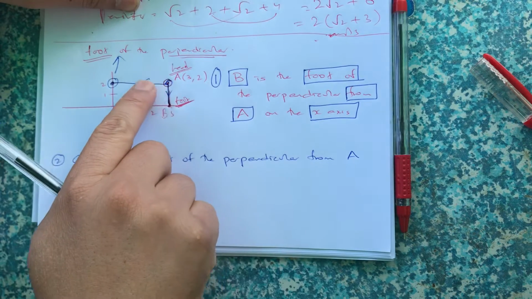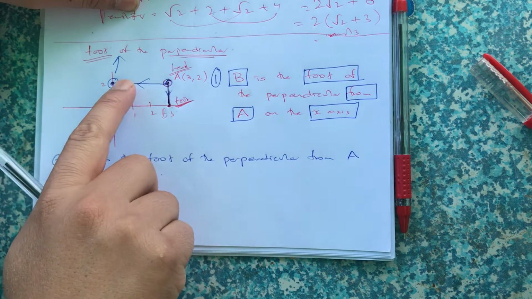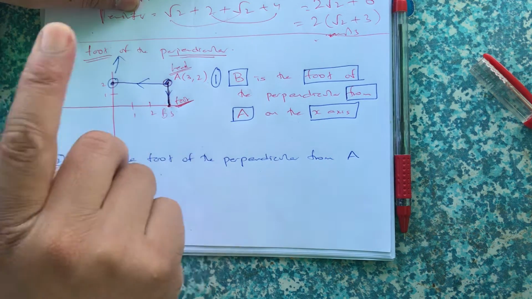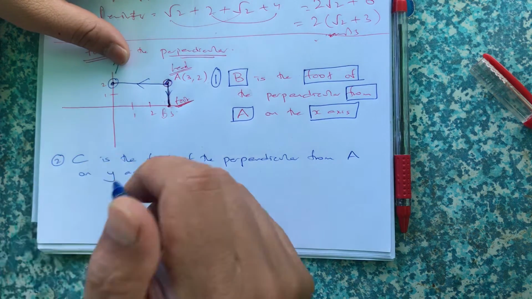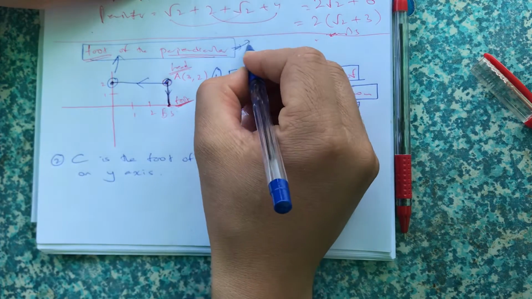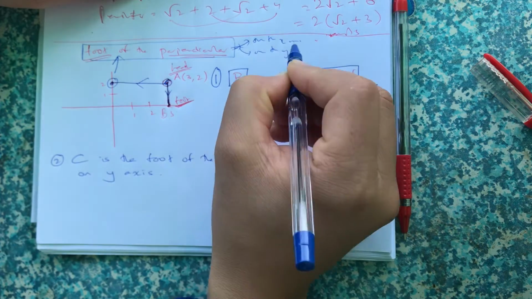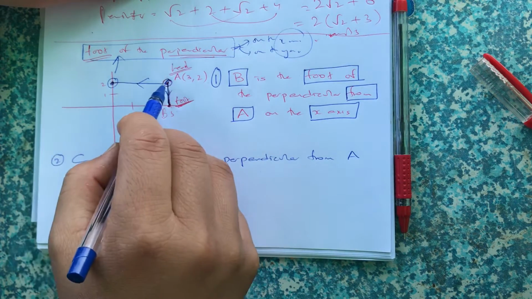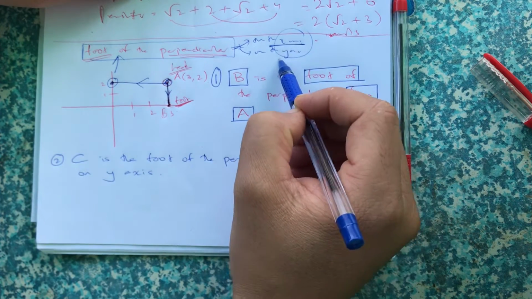I can draw one perpendicular towards the y and one perpendicular towards the x, and wherever the perpendicular or the line meets my x and my y-axis, those points are called the foot of the perpendicular. Whenever they talk about foot of the perpendicular, they have to clearly mention whether it's on the x-axis or on the y-axis, because if they don't mention this, then we are not sure whether I should move towards the y or towards the x. So they will always say whether you have to do it on the x or on the y.